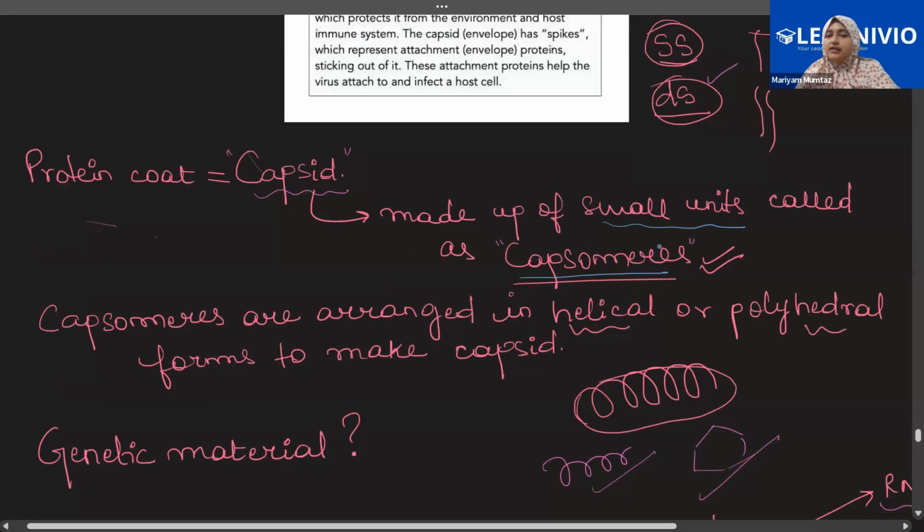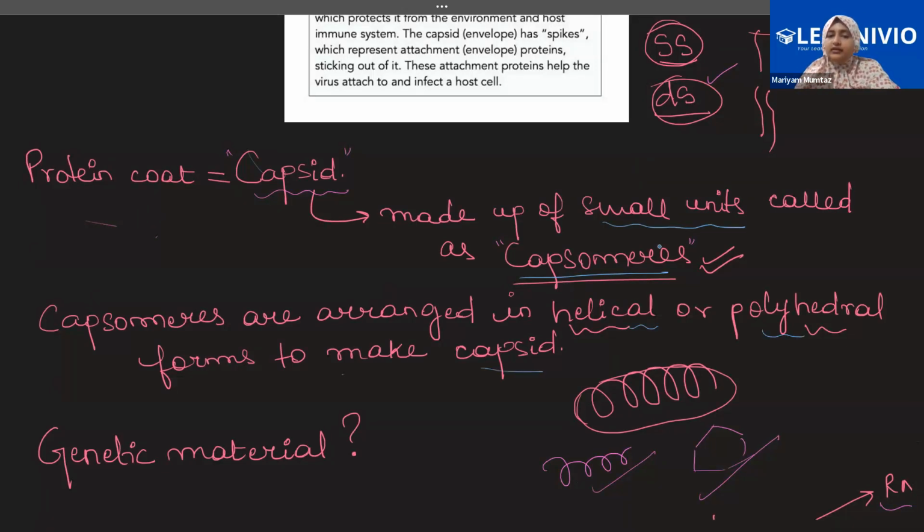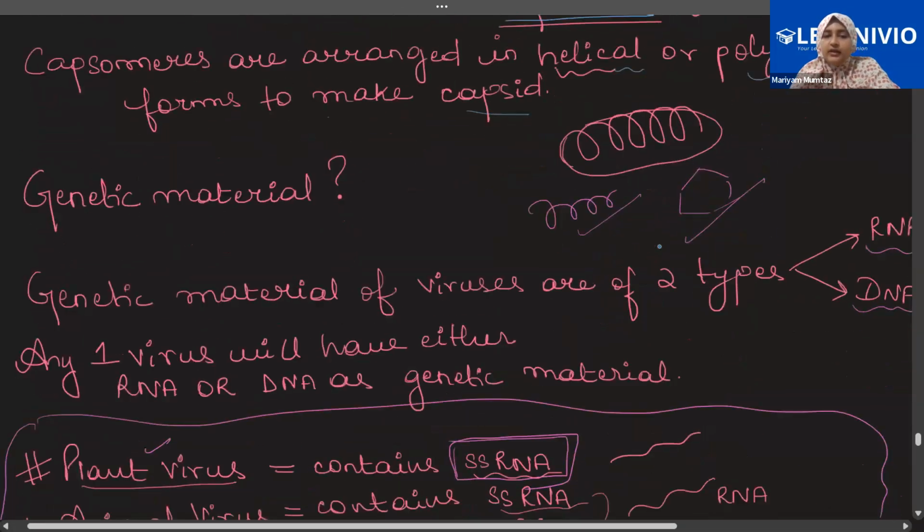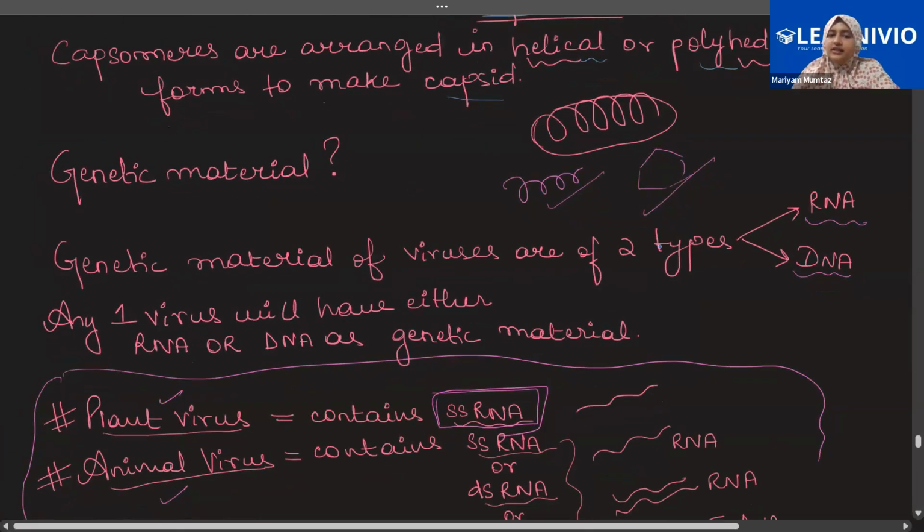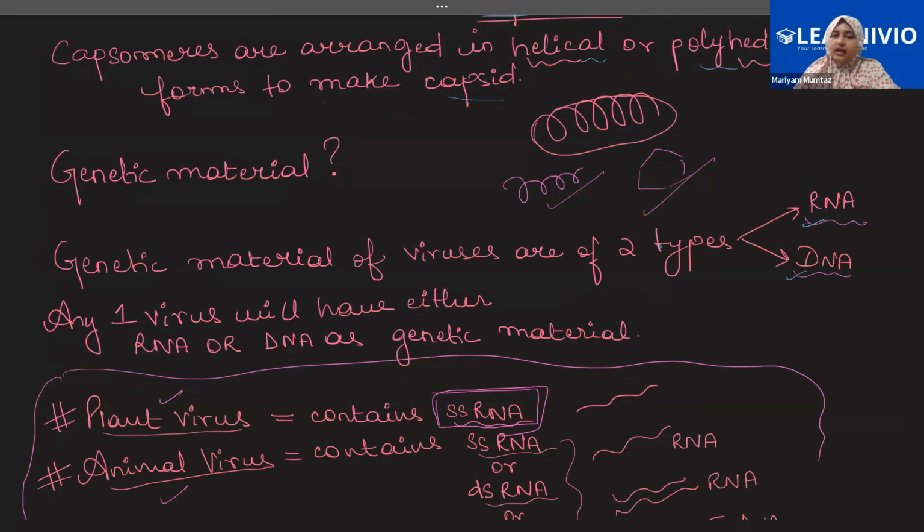Now, capsomeres are arranged in helical or polyhedral form to make the capsid. Now, talking about the genetic material of viruses, it is of two types, that is RNA and DNA. Any one virus will have either RNA or DNA as genetic material, because in general, any organism cannot have two genetic materials. Either it will have RNA or it will have DNA. No organism can have both.